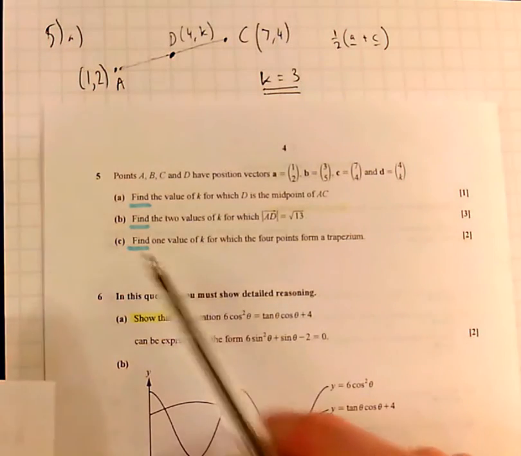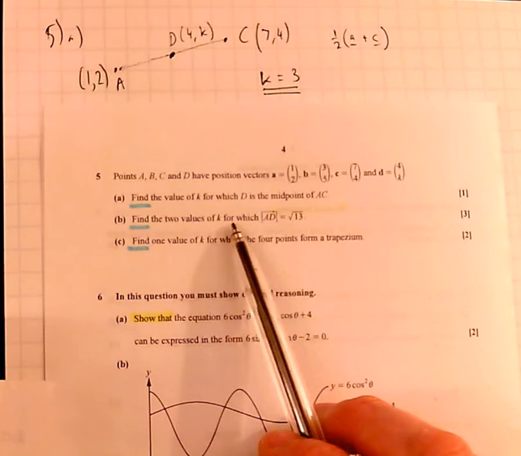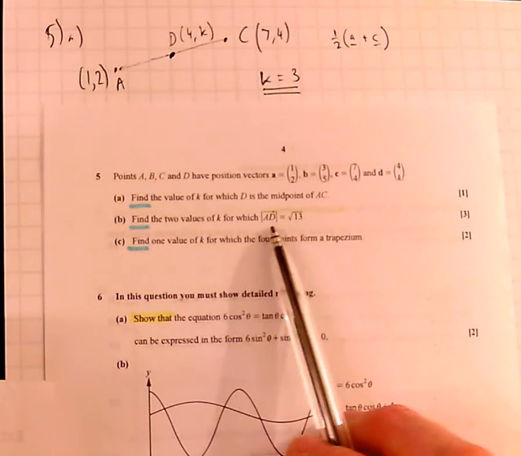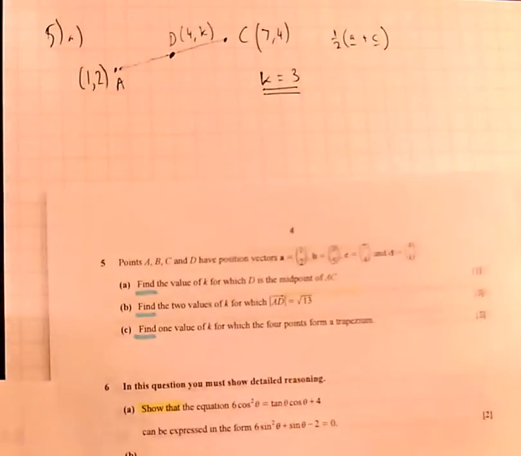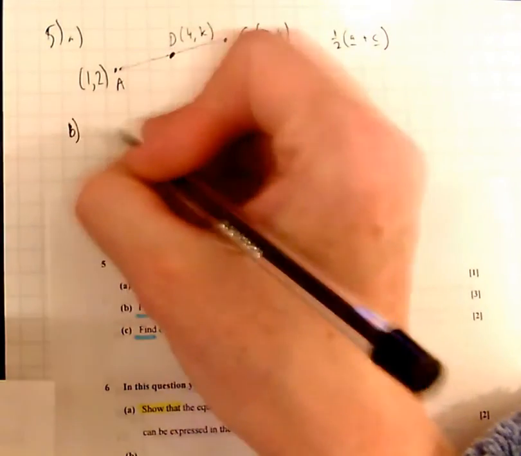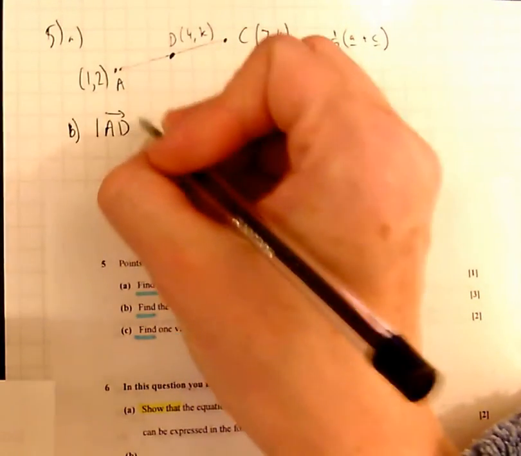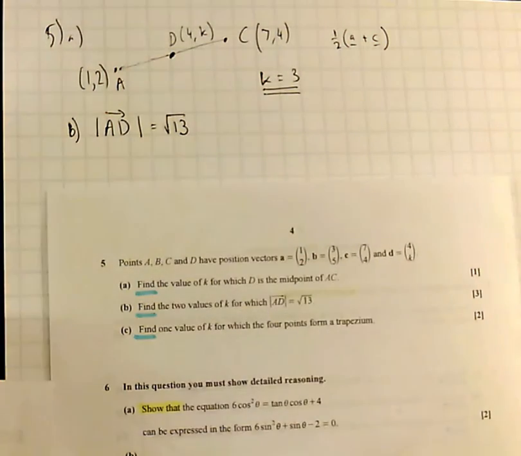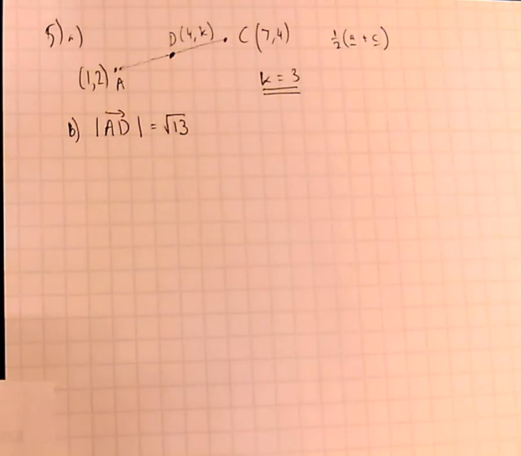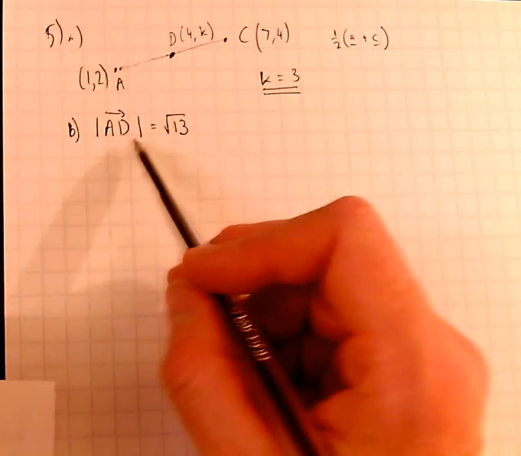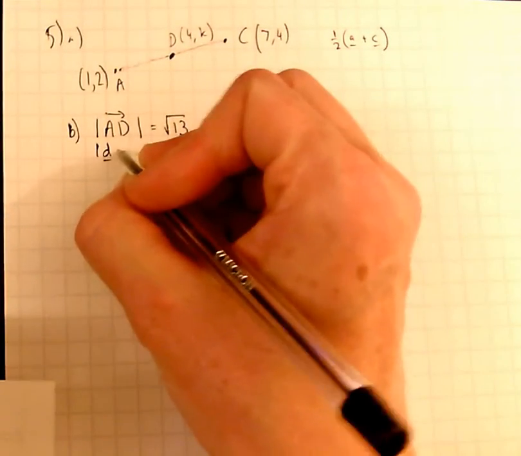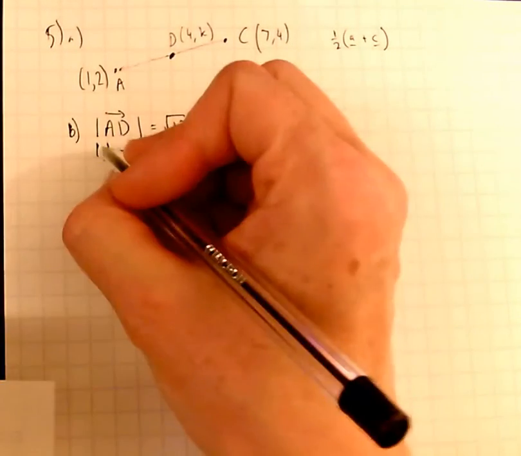Right, let's look at the second part. Find 2 values of k for which the magnitude of AD, modulus of AD, is equal to root 13. So let's just think about what that means first of all. The distance from A to D is equal to root 13. To find the magnitude of a vector, we're going to use Pythagoras, but we need to know what that vector is. So the vector AD, remember, is the same as doing position vector D minus position vector A.